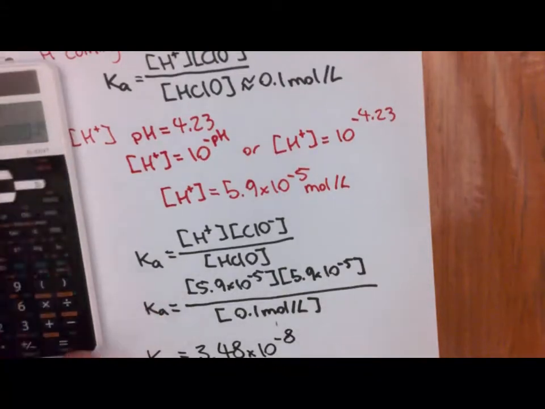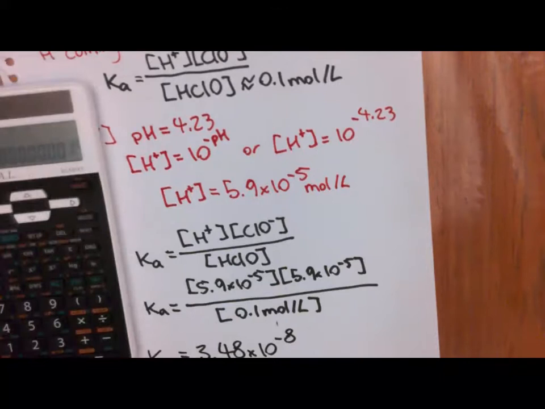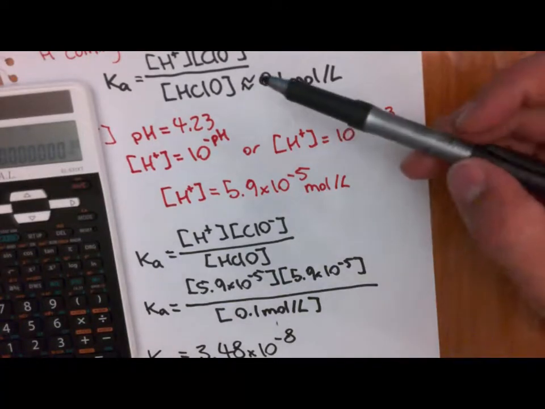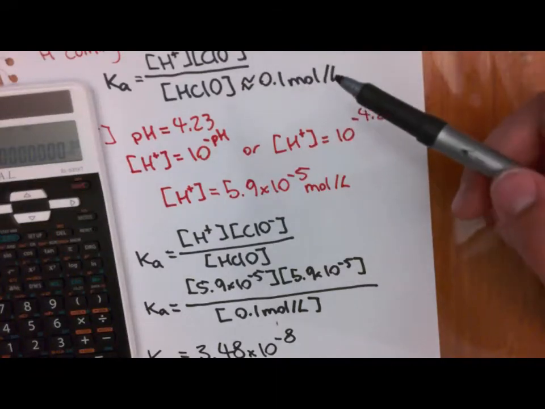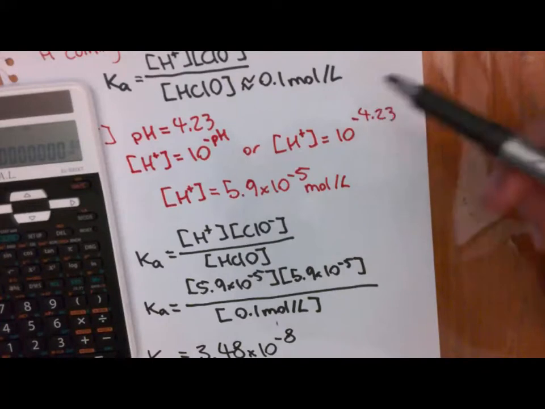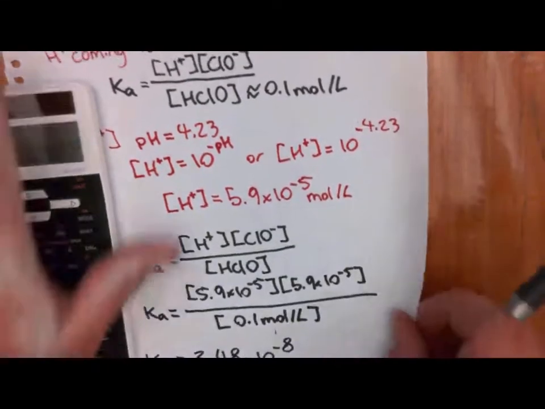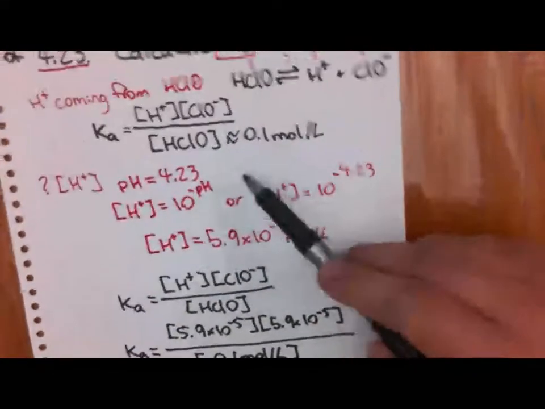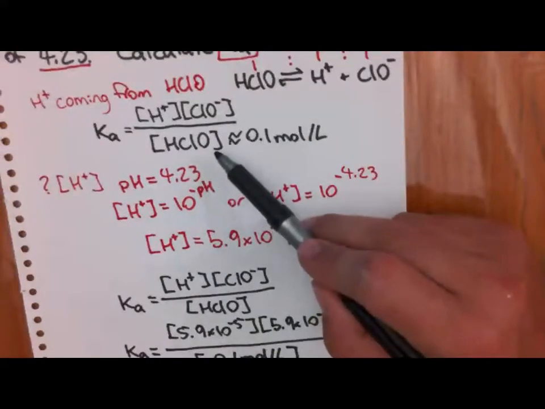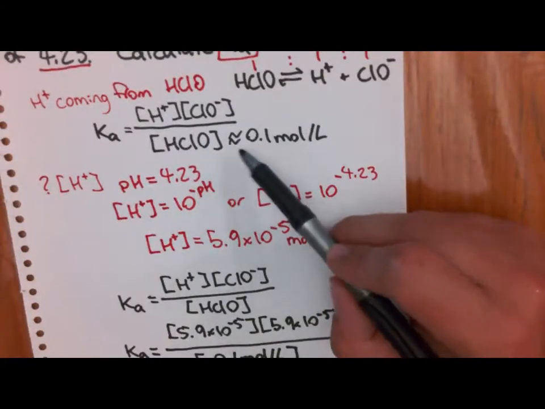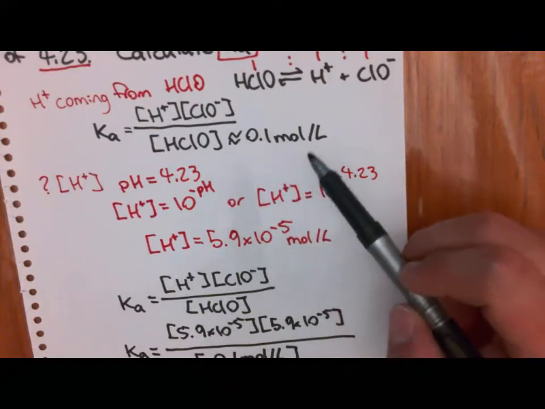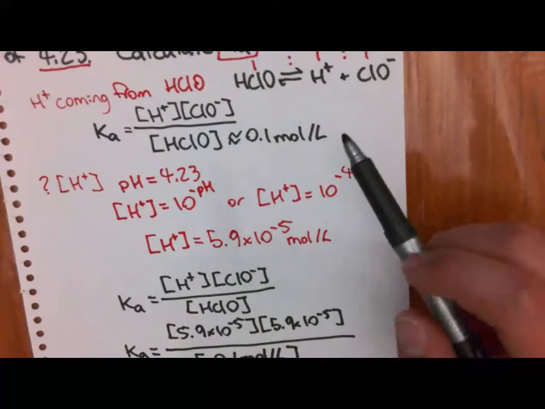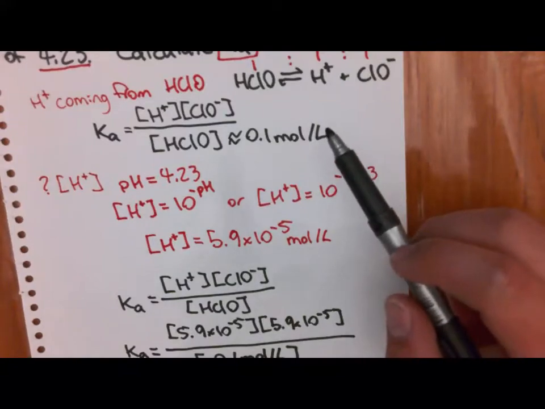However, we made an assumption earlier, and we weren't quite able to have a Ka to compare to our initial concentration. So what we need to do now is check to see that the assumption we made is a valid assumption. We assumed that this was going to be a very weak acid, and our X value is going to be so small that we were going to basically be at 0.1 moles per liter again. So we need to make sure that assumption is correct.